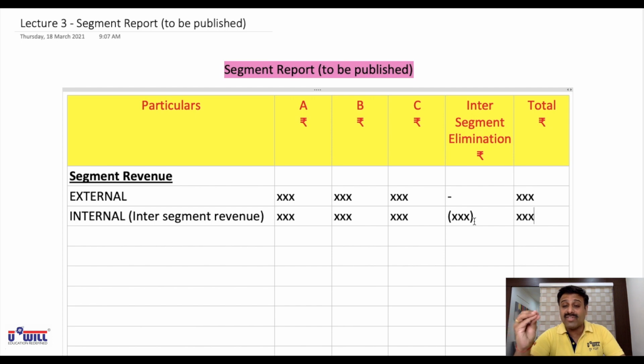You can see the heading of that last second column. What is it? Inter-segment elimination. Whatever inter-segment revenue is there, you have to subtract and eliminate. What is the reason for eliminating it? Because of double counting. Okay, the same revenue cannot be included in the books of accounts two times, so we have to eliminate it.